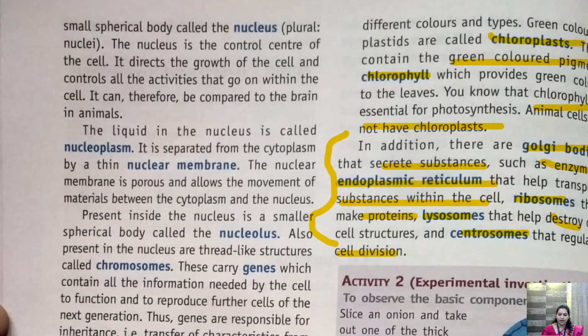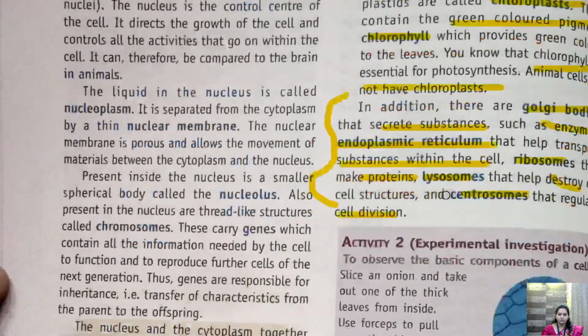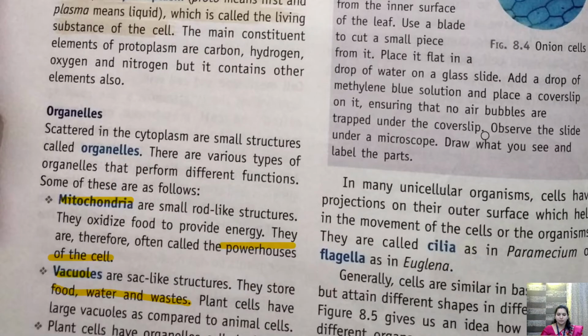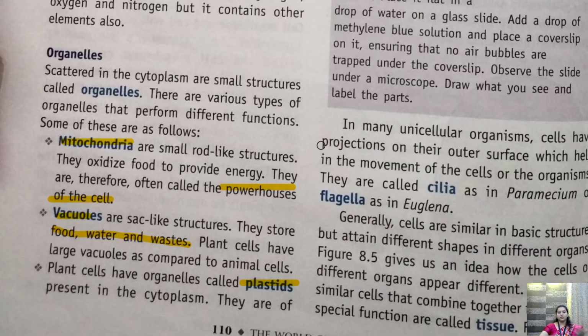Let's again come back to the chapter. Now, this experiment we will do when school reopens. Now, apart from these multicellular organisms, let's talk about a few unicellular organisms. What are examples of unicellular organisms? We have amoeba, paramecium, euglena. All these are unicellular organisms.